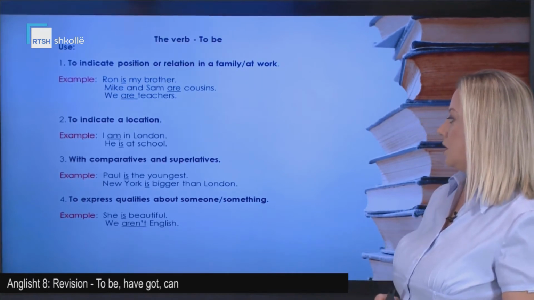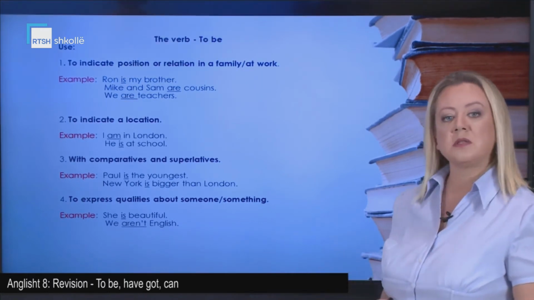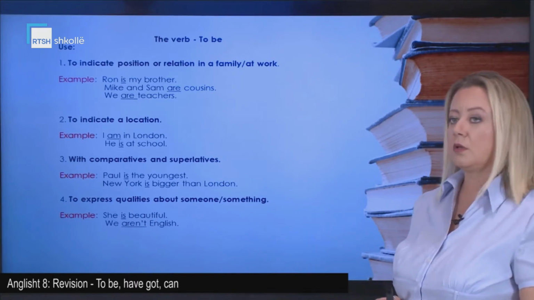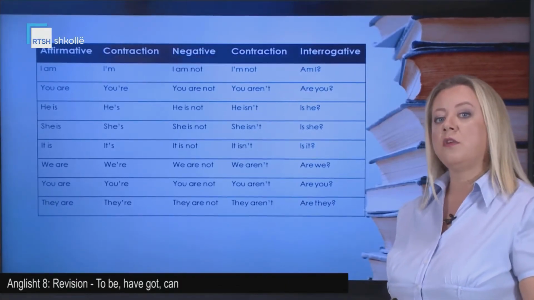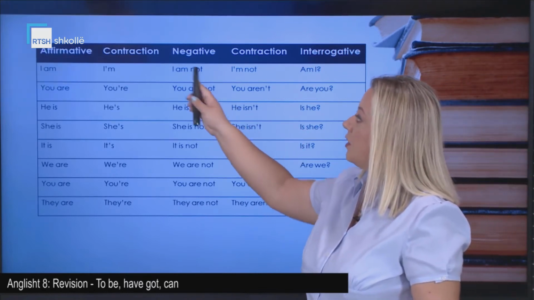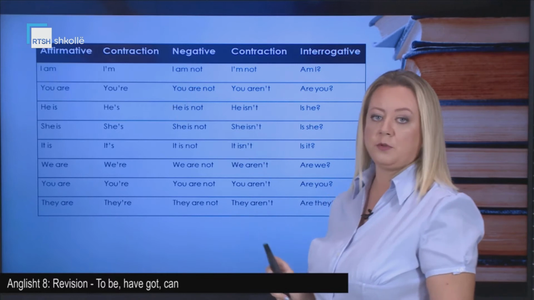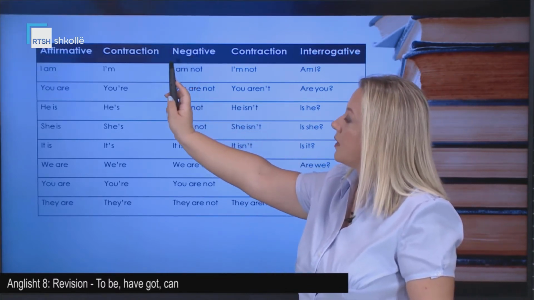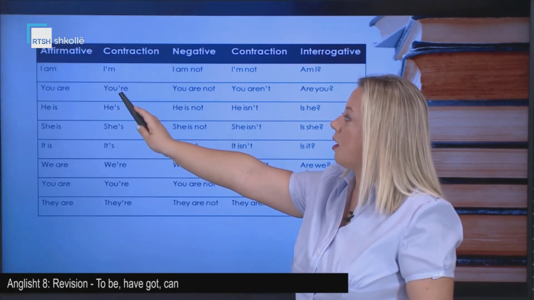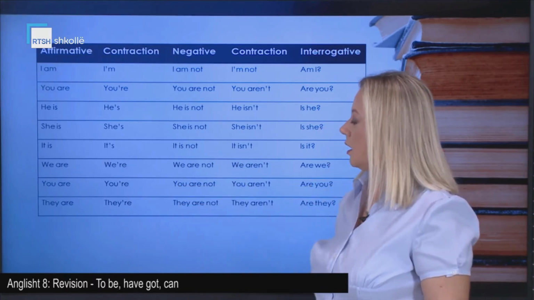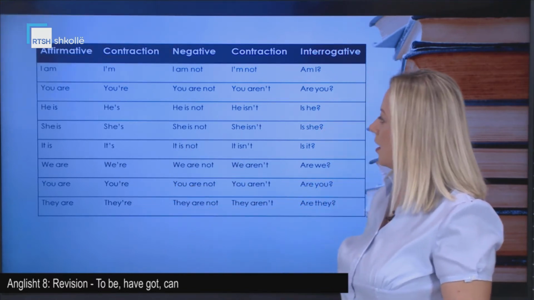And the fourth use is to express qualities about someone or something. For example, she is beautiful. We aren't English. Let's conjugate now the verb to be in present simple. Be very careful with the contracted form of the verb to be. We see in the affirmative form, I am, you are, he, she, it is, we are, you are, they are.